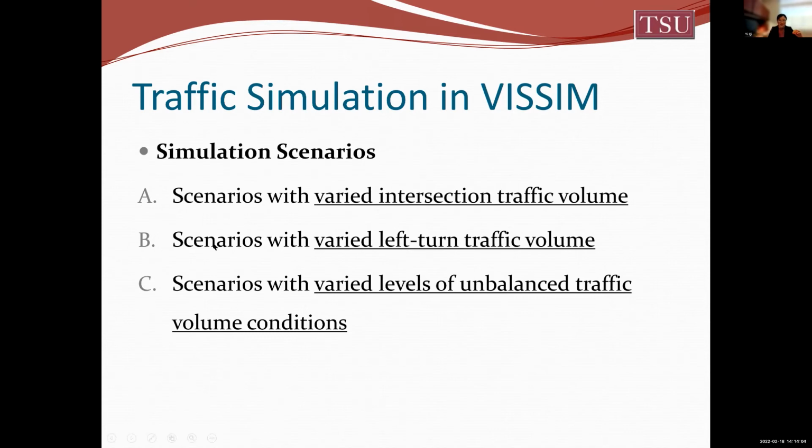The second one is we only increase the left-hand traffic, because we know the CLL lane design is mainly for addressing the heavy left-hand traffic volume problem. Then the third one is we try to see if we make the traffic condition even more unbalanced. What will happen? So these are the 3 different scenarios we tested in the simulation.